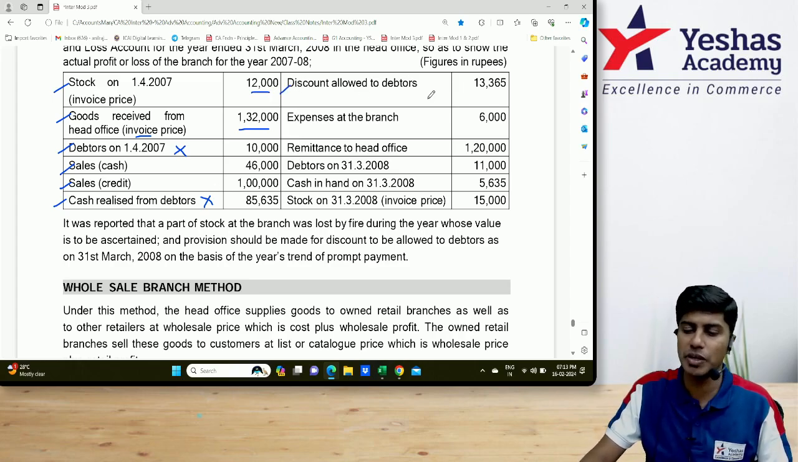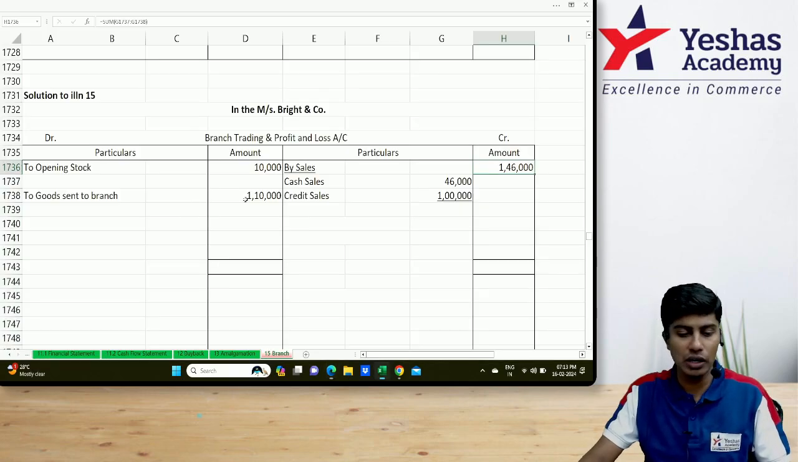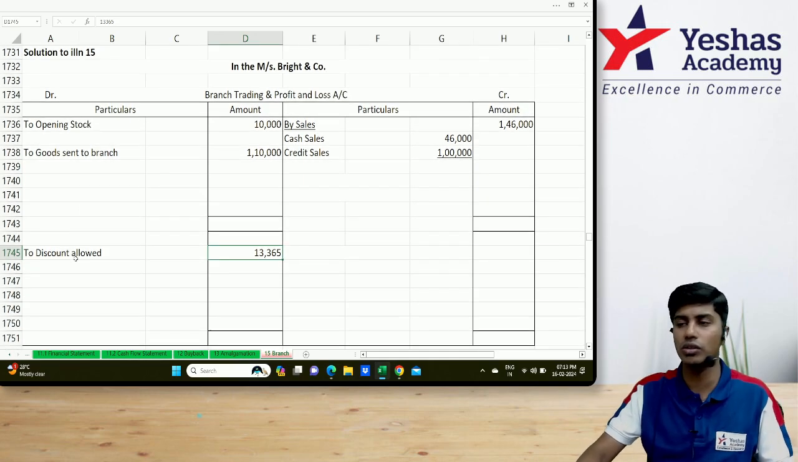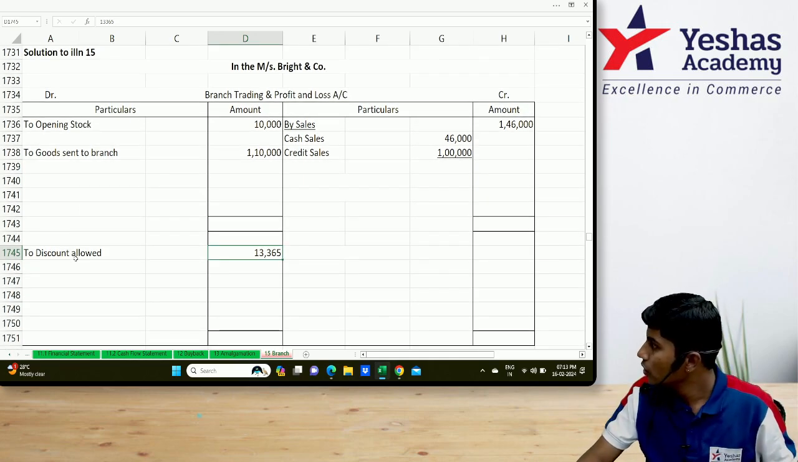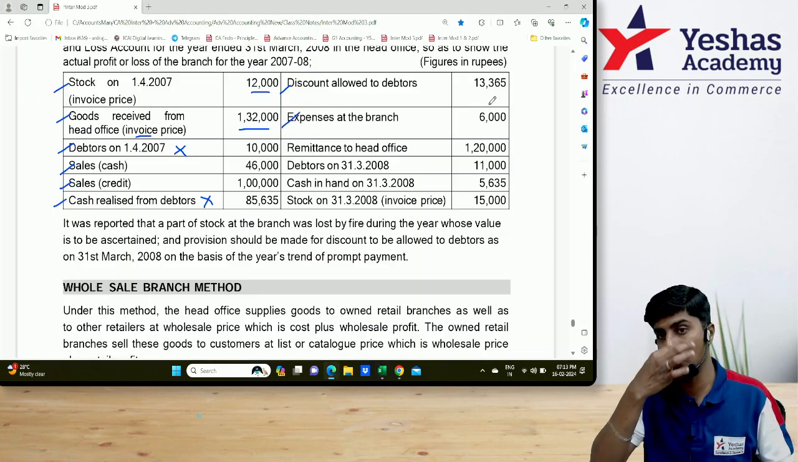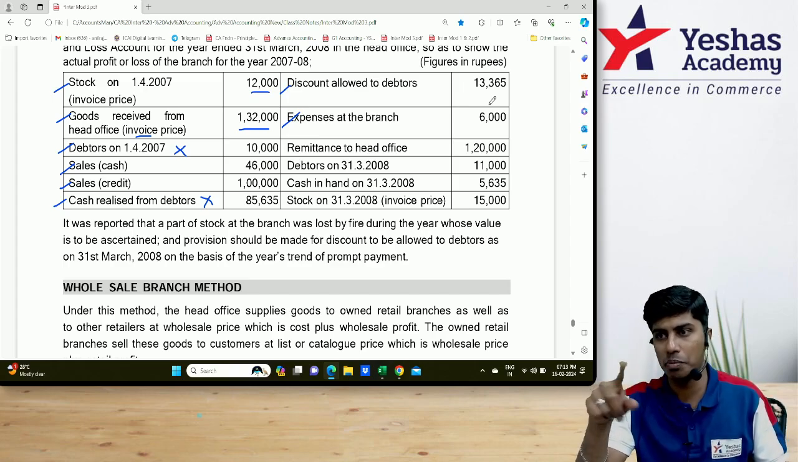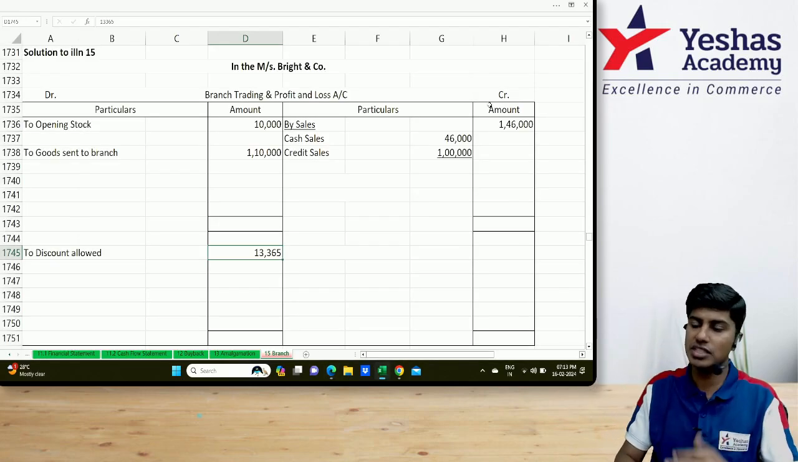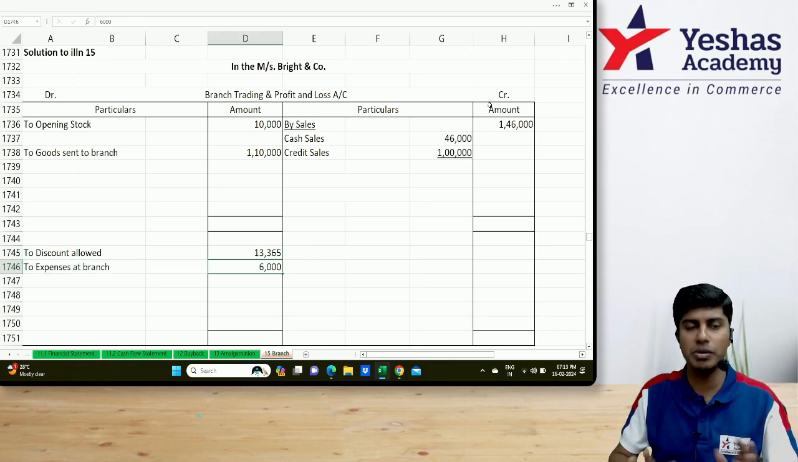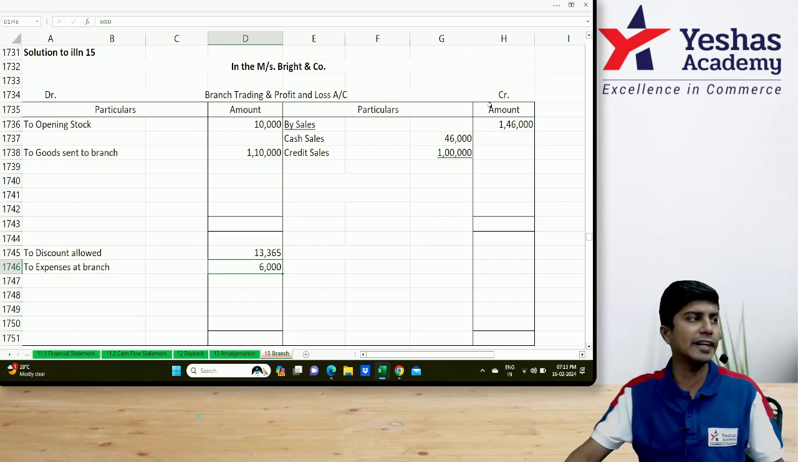Discount. This is expense. 13,365. P&L account debit side. Shall I write in P&L account debit side 13,365 discount allowed? Yes or no? Fantastic. What do we have after? Expenses at branch 6,000. So expense at branch will again come in P&L account debit side 6,000. So this is my trading P&L. On the debit side, I'll write here expenses at branch 6,000. Are you getting it?